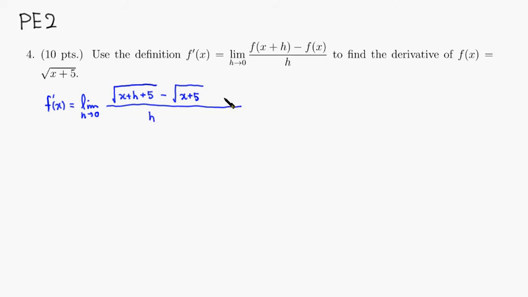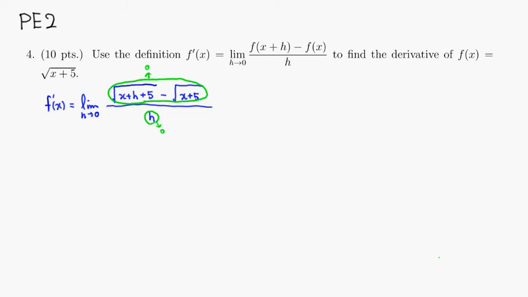Alright, as you can see, if you plug in h equals 0, the denominator approaches 0. And as h goes to 0, you have square root of x plus 5 minus square root of x plus 5, which means that the numerator approaches 0. Whenever you have 0 over 0, we cannot make a conclusion from there. So we have to do a little bit of work.